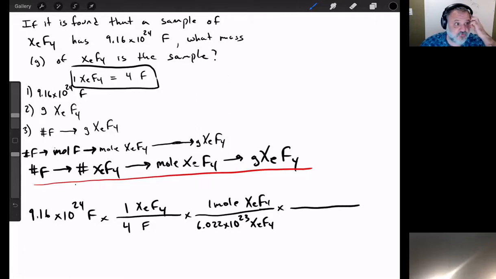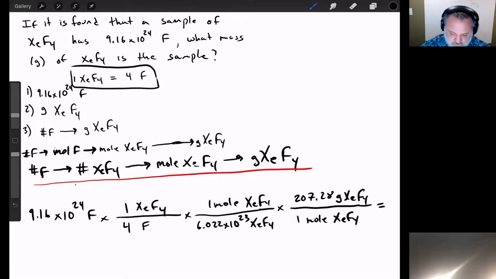And now the thing we have to do is go to the periodic table and add up the molar mass of xenon tetrafluoride. 207.28 grams of xenon tetrafluoride. So we're done with the chemistry, and now all I have to do is get the math out.